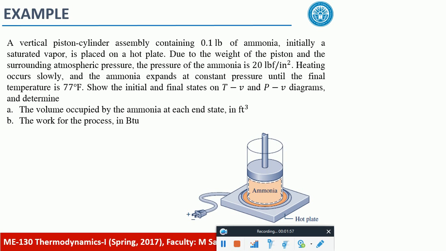So now I would solve a few problems, and I would also show you how to read these statements, how to extract the relevant information, and how to read the values from the steam tables. This is where we left before sessional exams. If you look at this statement, a vertical piston cylinder assembly containing 0.1 pound of ammonia, initially a saturated vapor.